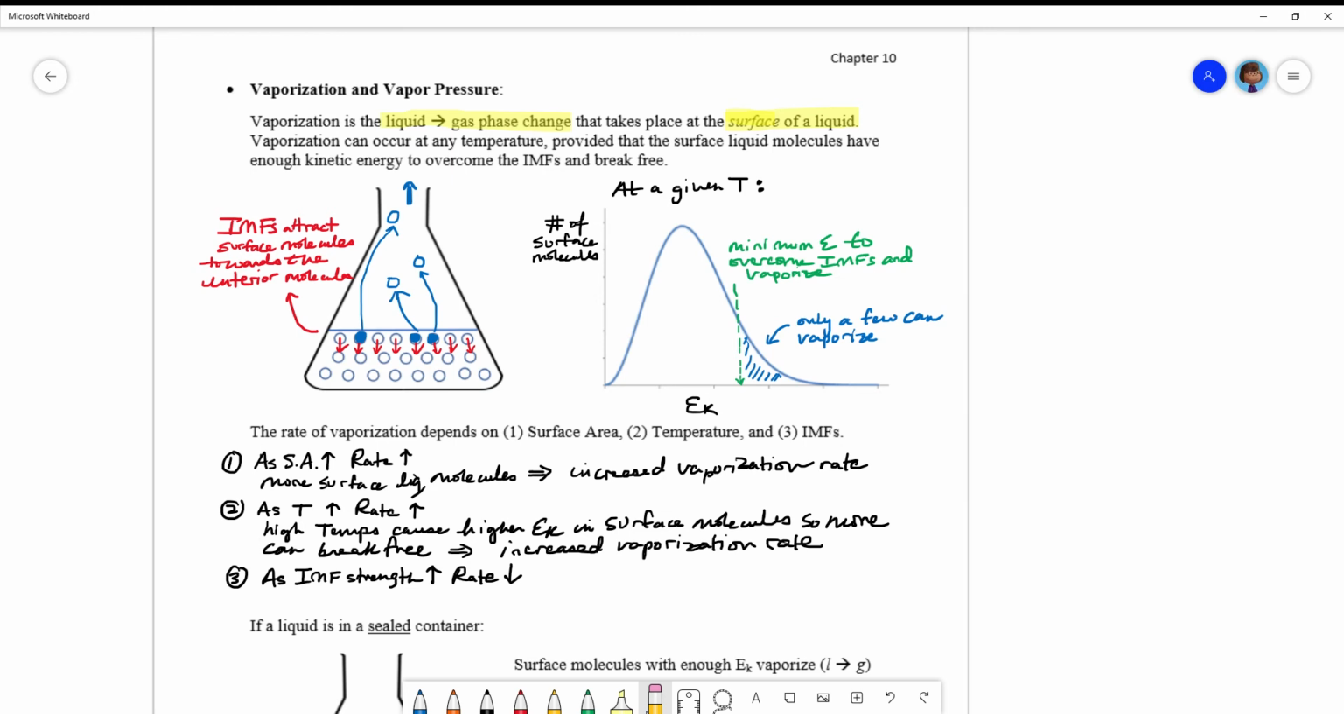So let's also make a note of this over here. If IMFs are stronger, fewer surface molecules can break free, and so this leads to a decreased vaporization rate.